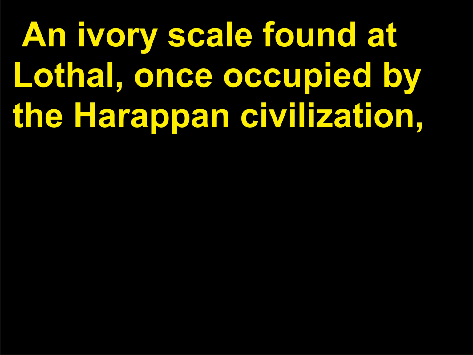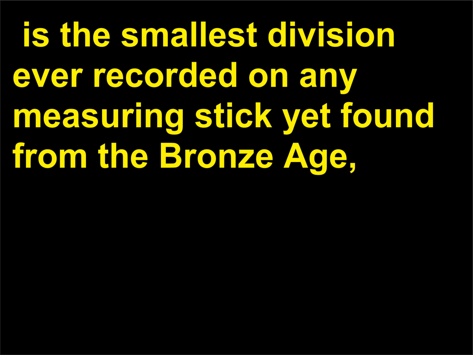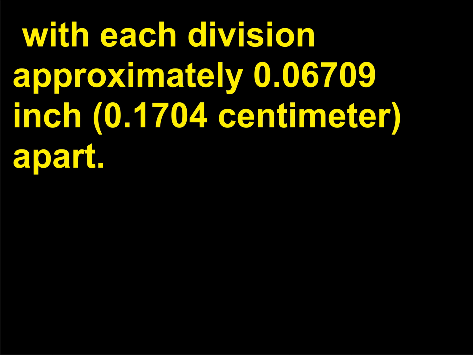An ivory scale found at Lothal, once occupied by the Harappan civilization, is the smallest division ever recorded on any measuring stick yet found from the Bronze Age, with each division approximately 0.06709 inch, 0.1704 centimeter, apart.